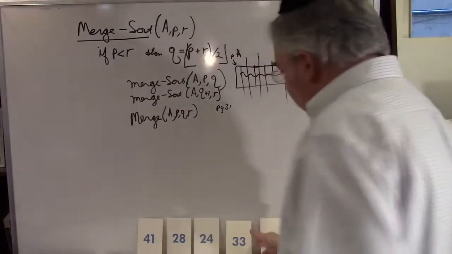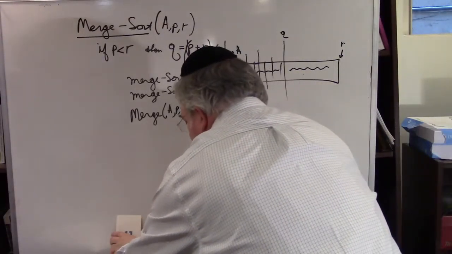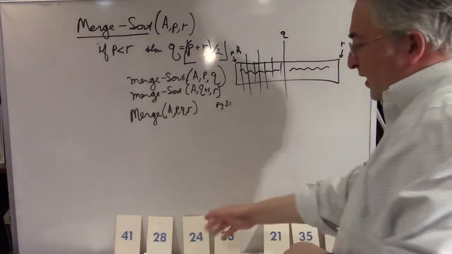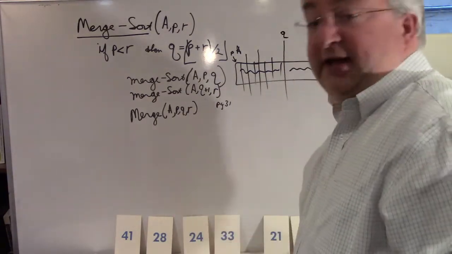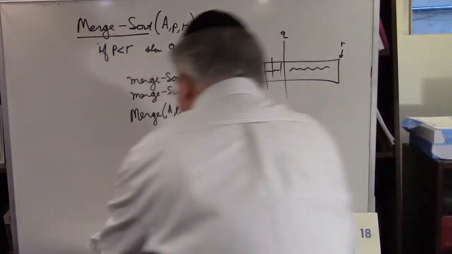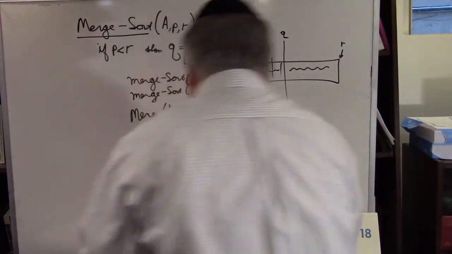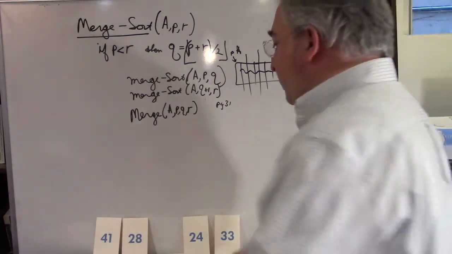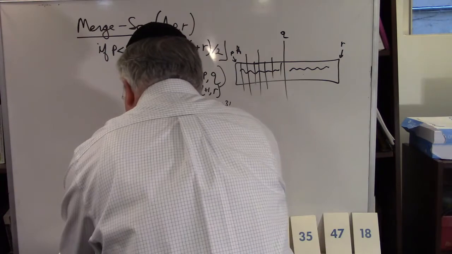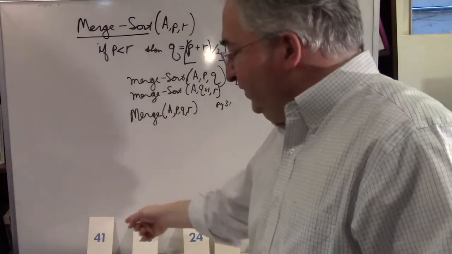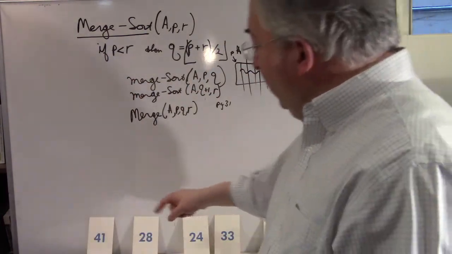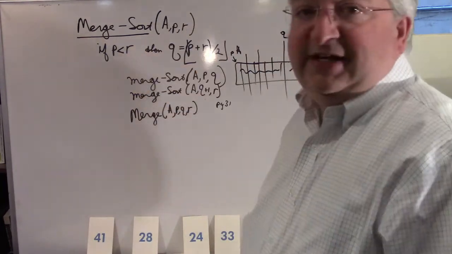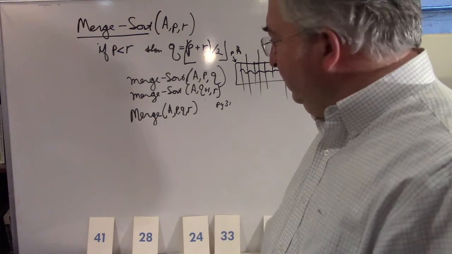So here's what we do. We split the cards in half. We have the left side and the right side. Now we have to sort the left side. How do you sort the left side? Well, you split it in half, and you have the left side and the right side. Great. How do you sort this? Well, you split it in half, and now you have this and this. Now this by itself doesn't have any more P less than R. It's not less than R.